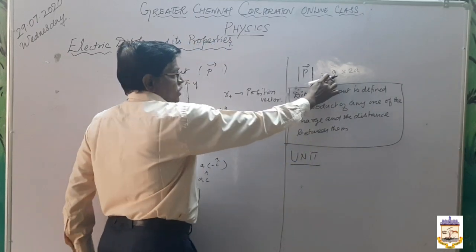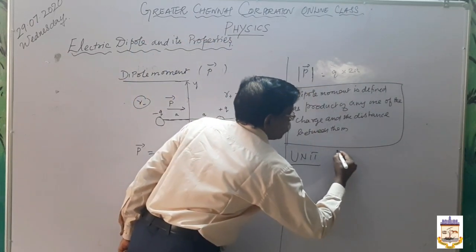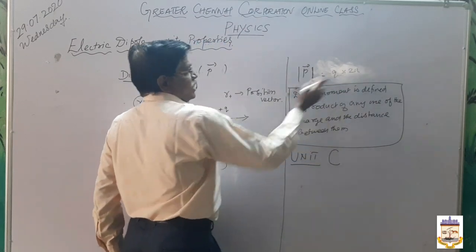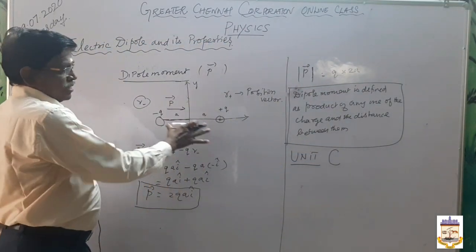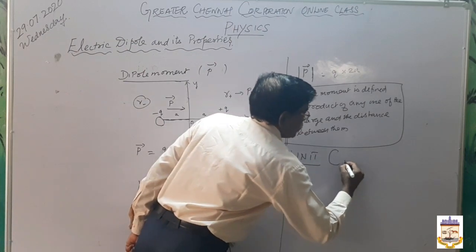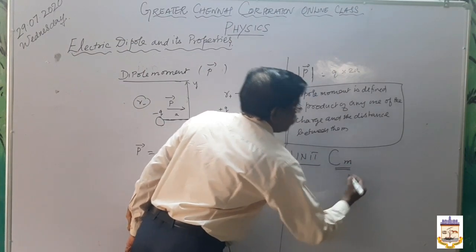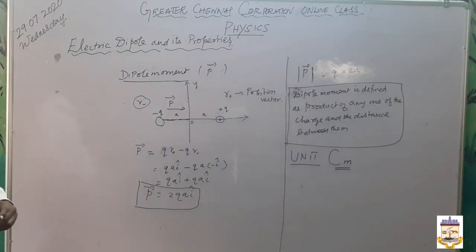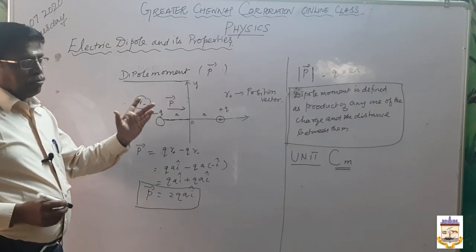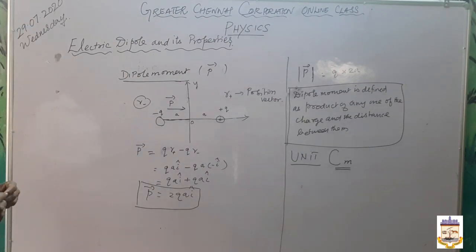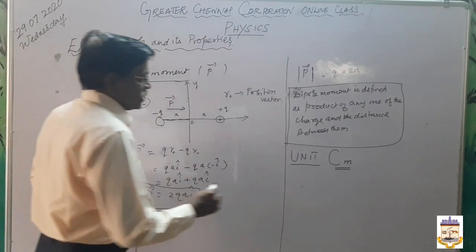The unit of q, that is charge, is coulomb. 2a is nothing but the distance between the charges, so the distance unit is meter. So it is coulomb meter. The unit of dipole moment is coulomb meter. Okay. So that is the dipole moment unit.